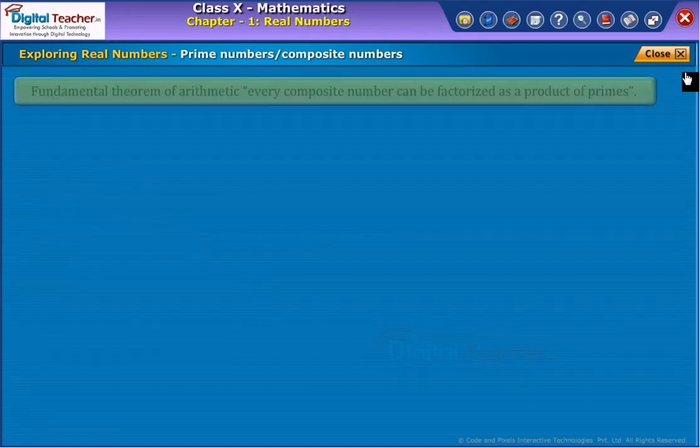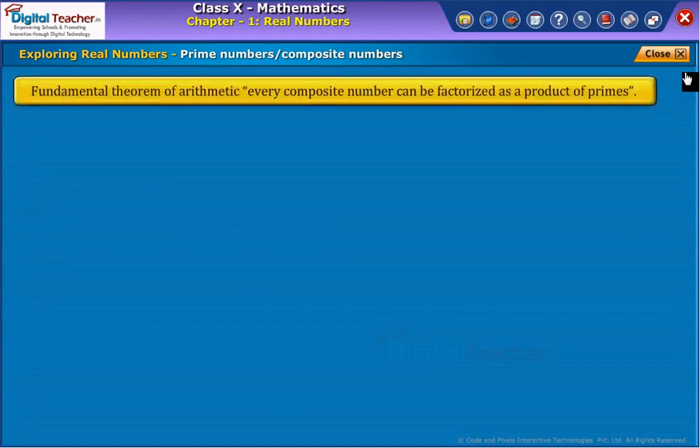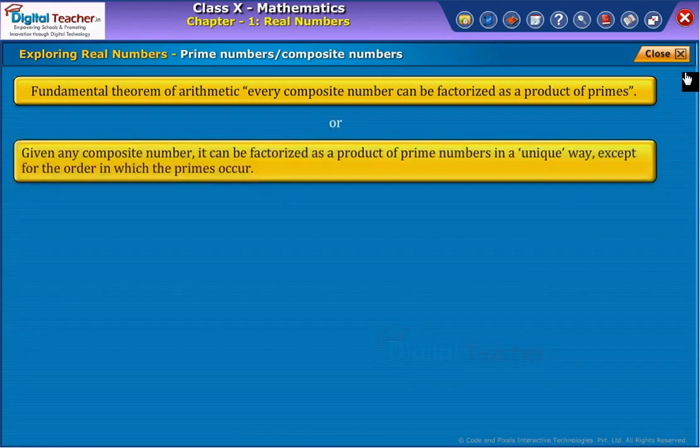The following gives us the fundamental theorem of arithmetic, which tells that every composite number can be factorized as a product of primes. Given any composite number, it can be factorized as a product of prime numbers in a unique way, except for the order in which the primes occur. Take an example for this.